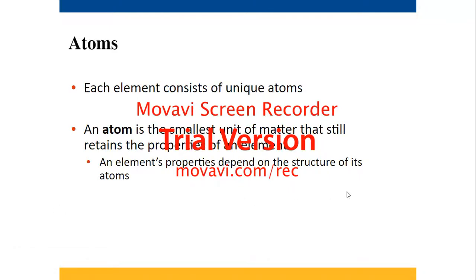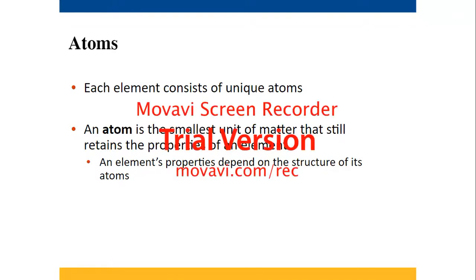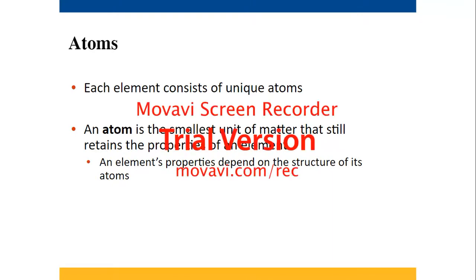All right, so atoms, okay? Essentially atoms are the smallest unit of matter that retain the properties of an element. Like we said before, we have 92 elements, okay? And each of those elements has a specific atom that corresponds only to that element. And that's what makes up the element. It consists of these atoms that are specific to that element.